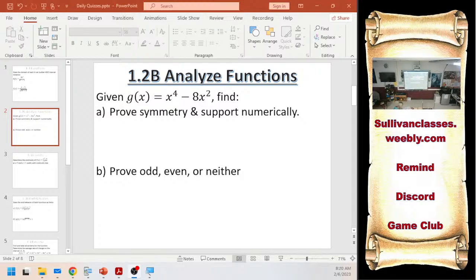Remember, you don't have to do all three types of symmetry tests. You don't have to do both of the odd even tests. Just the one it looks like. For odd even, again, go back to that definition of what odd and even is. If you can prove that it meets that definition, you win.